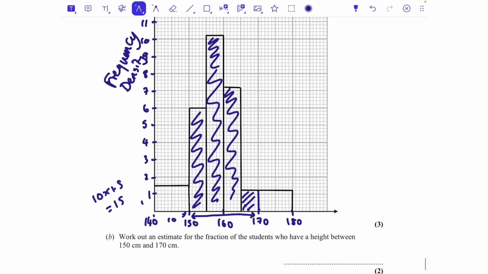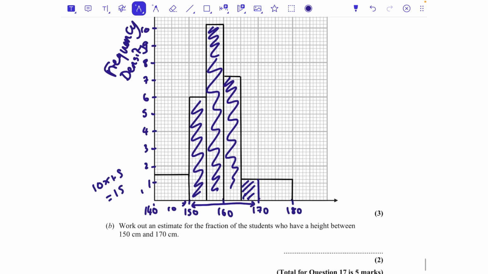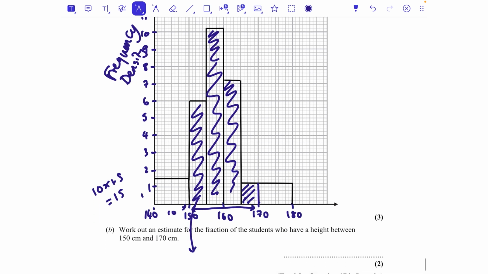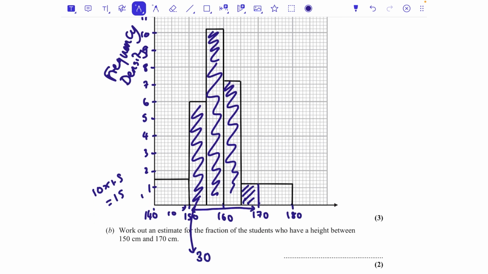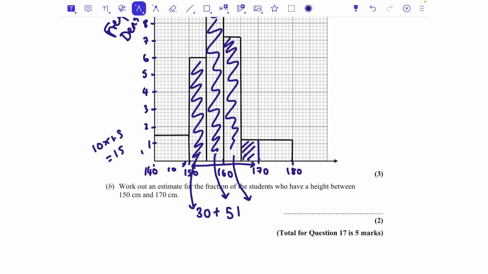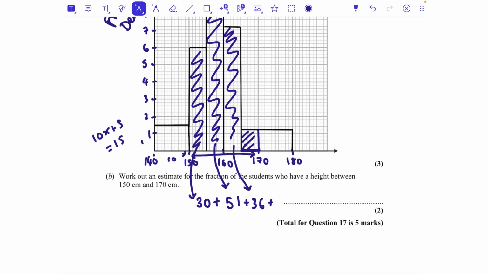So in each case, we could just work out the area of the rectangle. For the full bars, we can just use the data that's in the table. So we know that this one is going to be 30 children. Add this second bar is 51 children. The third bar is 36 children. For that fourth little bit, we need to work out the area of that bar, and that is done by doing base times height. So it's 5 wide here, and it's 1.2 tall. So 5 times 1.2 is going to be 6. So that's 6 students that we expect to be in that bar.